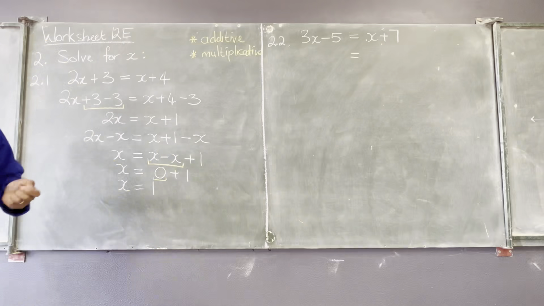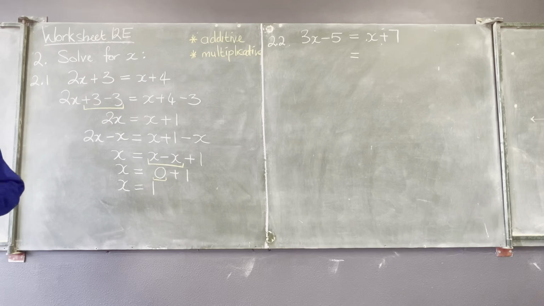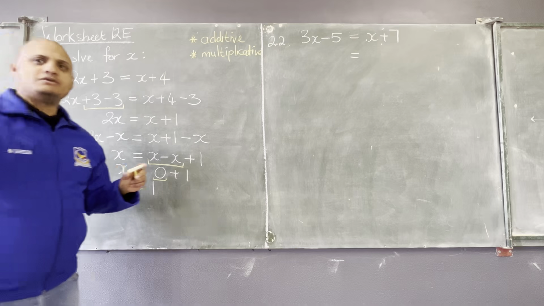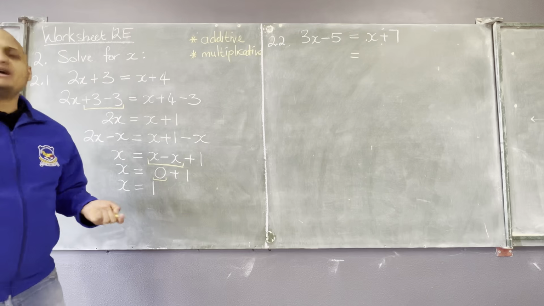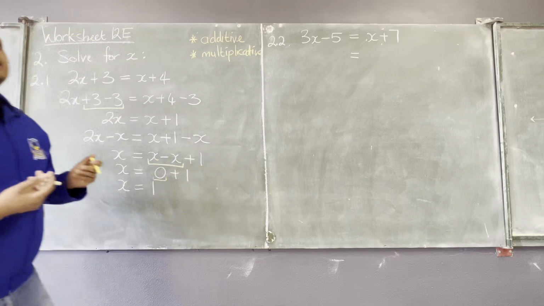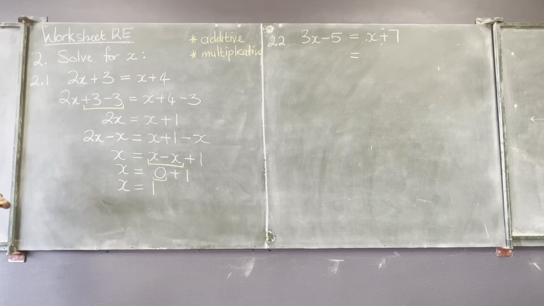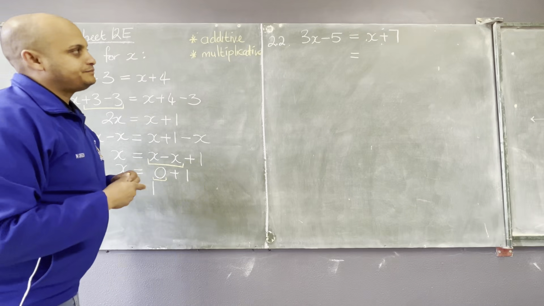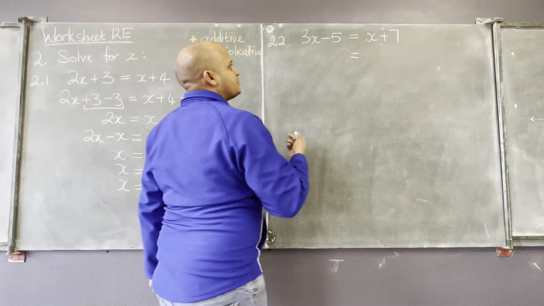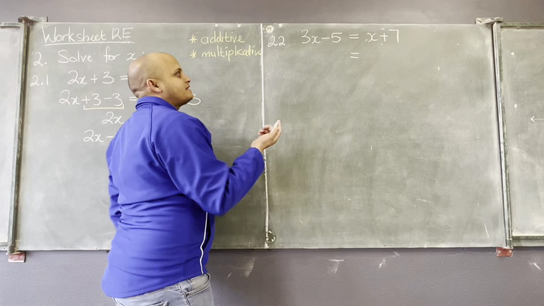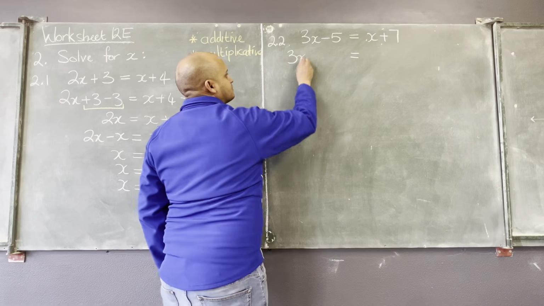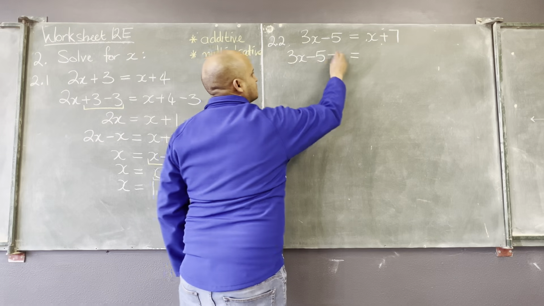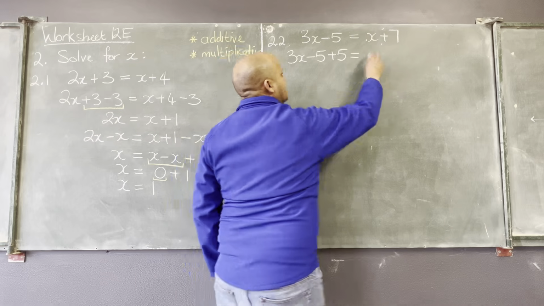So, anyone want to give me a head start? What am I doing? What's our purpose, first of all? We are wanting to isolate x in order to find its value. So, how do I start by isolating x? 3x minus 5 plus 5. So we want to get rid of the 5 on the left, right? So we're going to be adding 5. And we're going to be adding 5 here too.